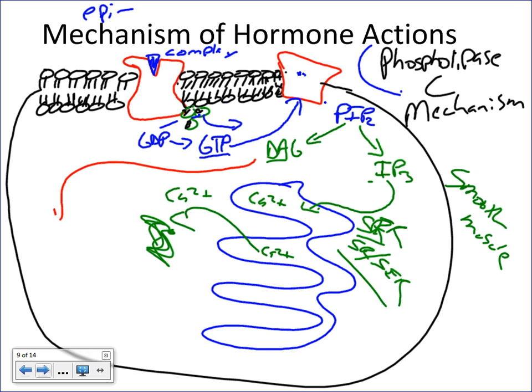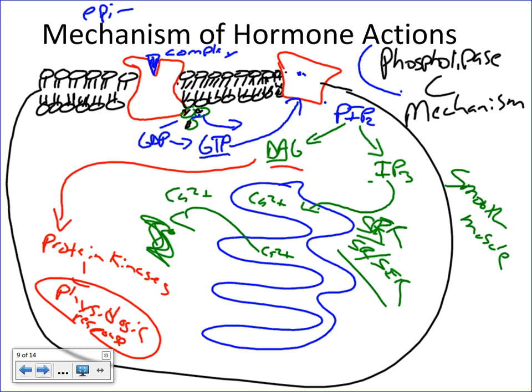And then DAG, this is where DAG comes in, in the previous mechanism we just talked about. It's going to act very similarly, like cyclic AMP. This DAG is going to activate protein kinases, which in turn elicits a physiologic response. So again, the secondary messengers here are calcium and also DAG.